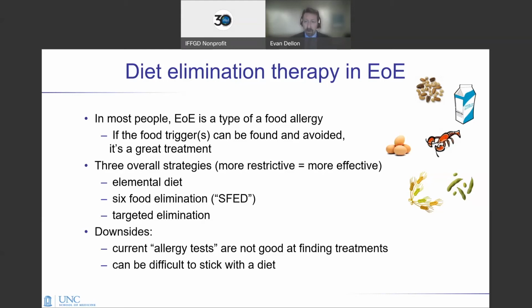For very ill patients or for babies, you can use an elemental formula, which has no allergens in it at all. And that can be very helpful, but it's not very practical for longer term use, particularly in older kids, adolescents, and adults. You can use what's called the 6-food elimination diet or another empiric elimination diet. That removes the top 6 or so foods that are seen here: dairy, wheat, eggs, soy, nuts, and seafood, and that can also be effective.